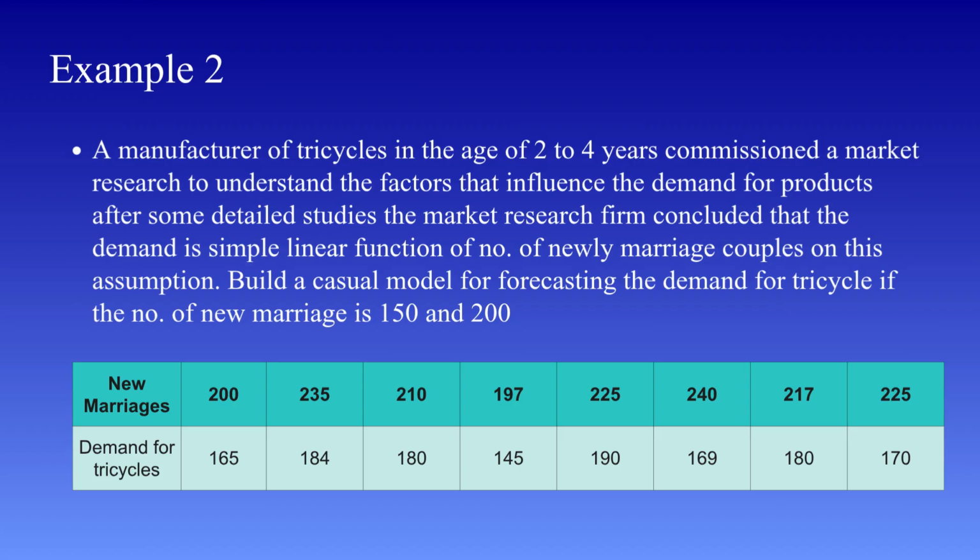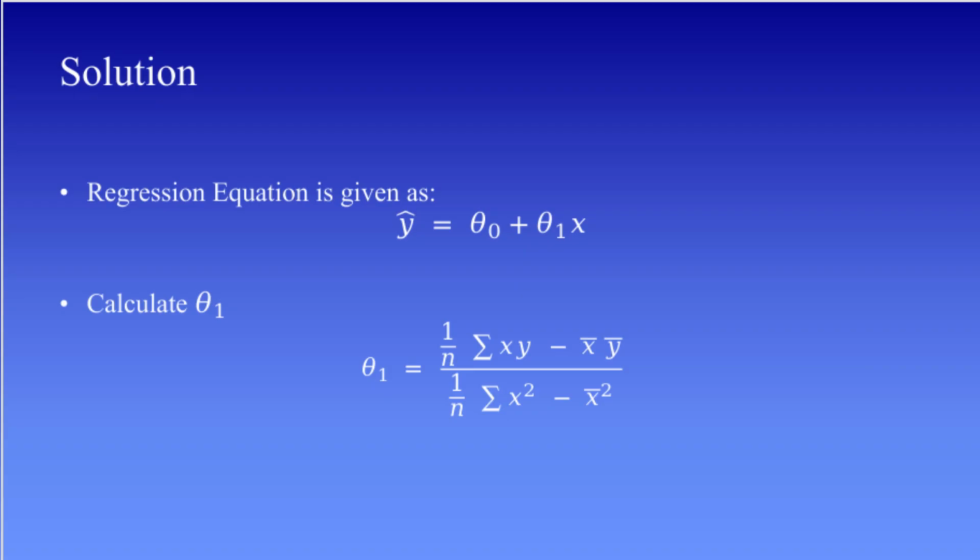Let us consider another example. In this example, input is new marriages and output is demand for tricycles. The goal is to find the regression model best fitted for this example and then predict the values for x equals 150 and 200. To find a regression model, we need to calculate the values of theta 0 and theta 1. First, we calculate the value of theta 1.